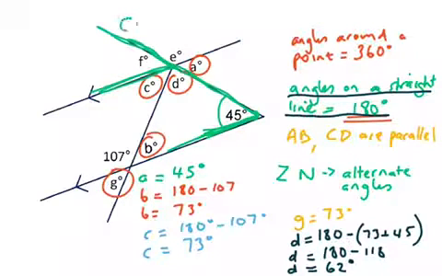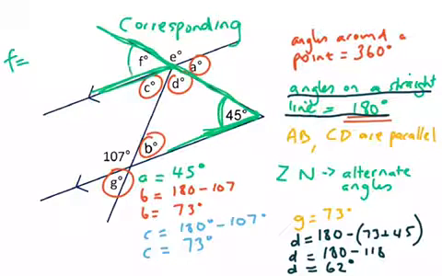Alright, so I'm going to write that down here because I haven't put that down so far. So we know these are corresponding, so that means that F must equal the same as this angle here. So this angle here is equal to the same as this angle here. So that's 45 degrees. Okay, now we can use the same rule that we've used for all the other ones.